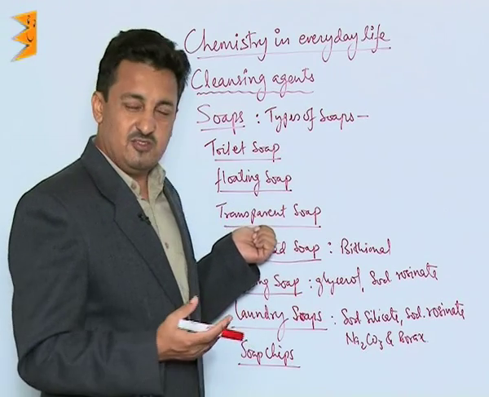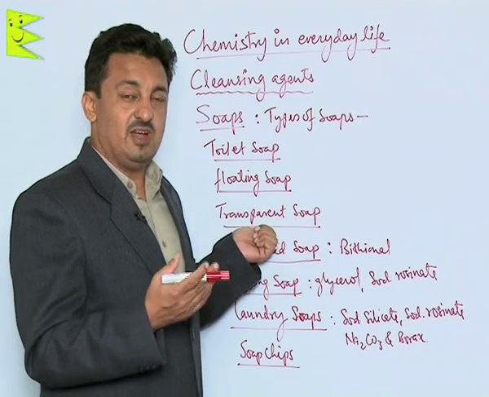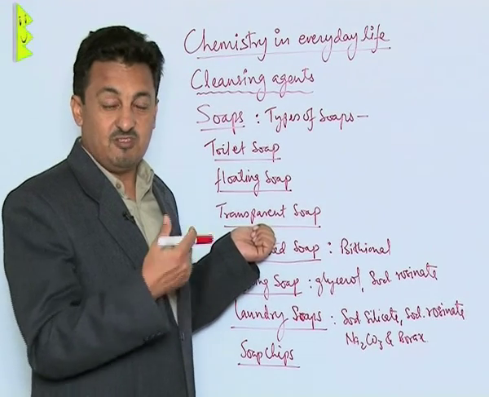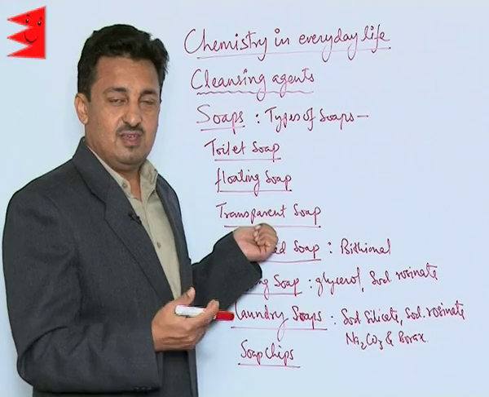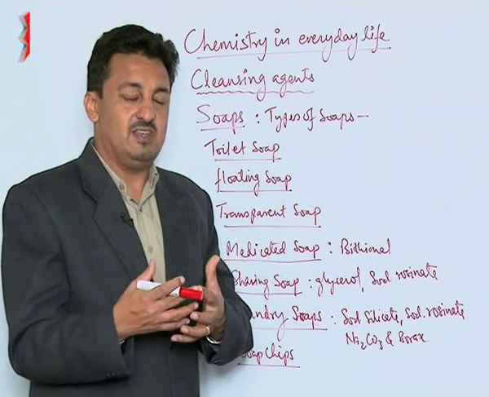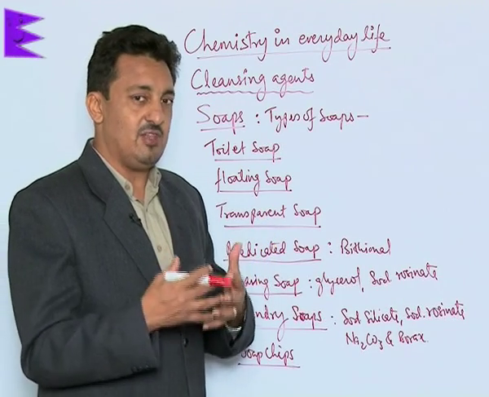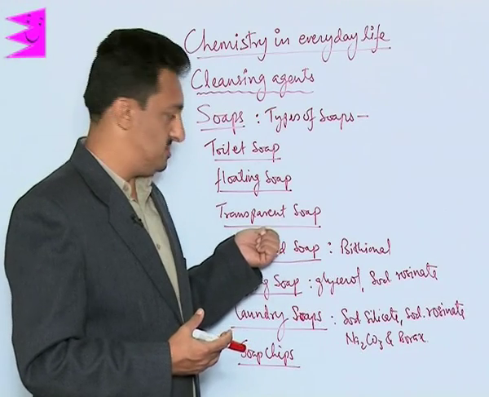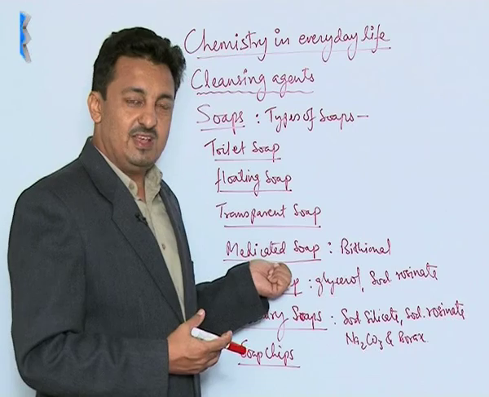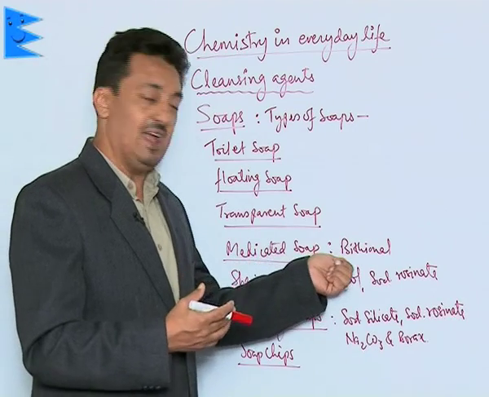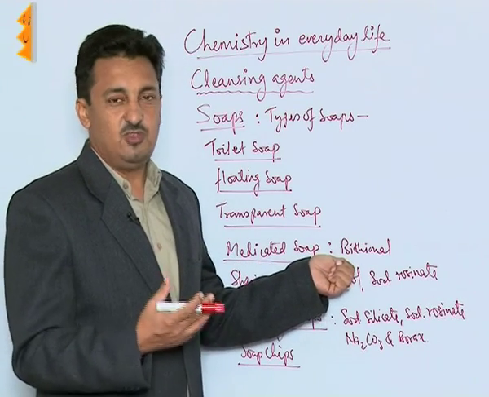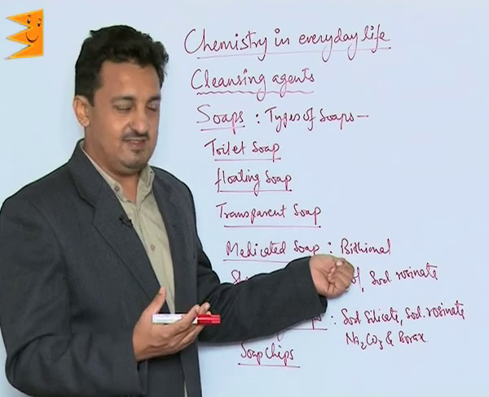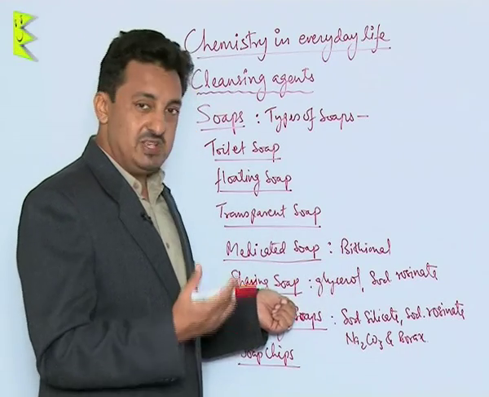Then we have transparent soaps. The transparent soaps are made transparent by adding ethanol, and the excess of the solvent is then evaporated. The addition of ethanol makes it transparent. So that's why we can get transparent soaps. Then medicated soaps. Medicated soaps contain bithionol, an antiseptic, and they are the ones which we commonly use for cleaning our hands.